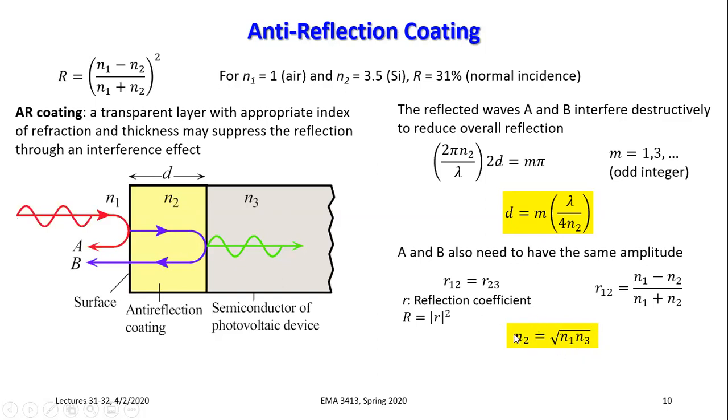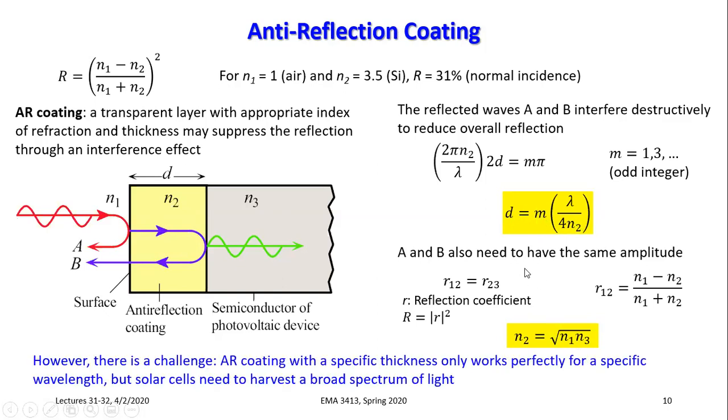And obviously, once you determine the index of refraction, then you can also plug it in here to determine the actual thickness. Okay, so really the AR coating works to minimize or to eliminate the reflection. Okay, anti-reflection. That's the name of the material. And that allows most of the energy to go in.